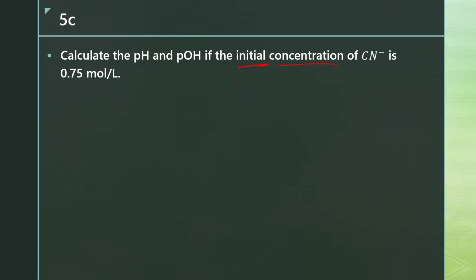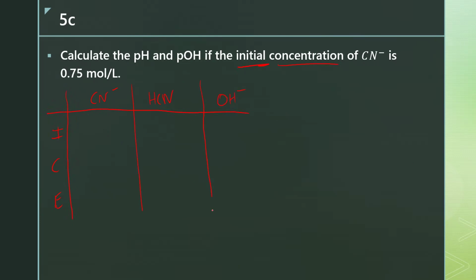So to go over this one, since I was given an initial concentration, this hopefully tells us that we need to use an ICE table. So for the last time today, we'll set up yet another ICE table. My formula was on the other slide, but I remember it's going to be CN negative, HCN, and OH negative.